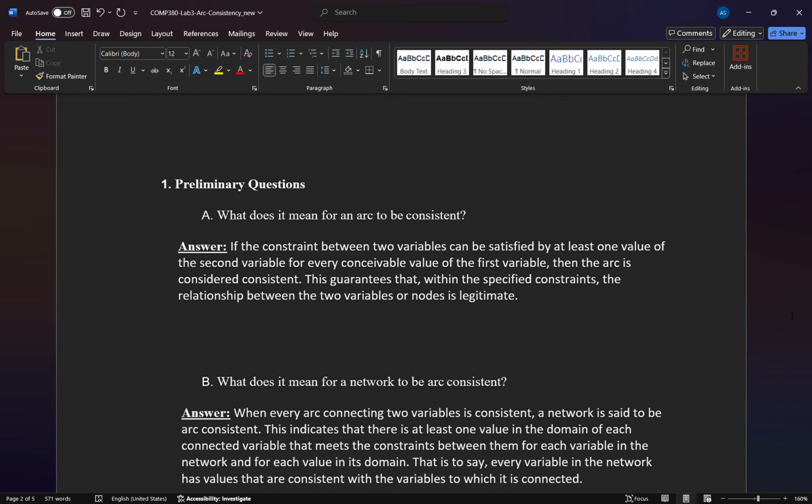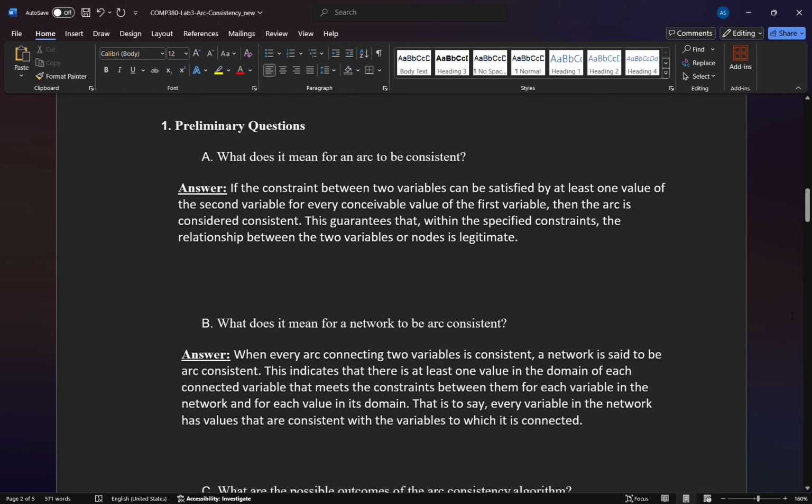First, what does it mean for an arc to be consistent? So it basically means that an arc is considered consistent if for every value of the first variable there is at least one value of the second variable that satisfies the constraint.